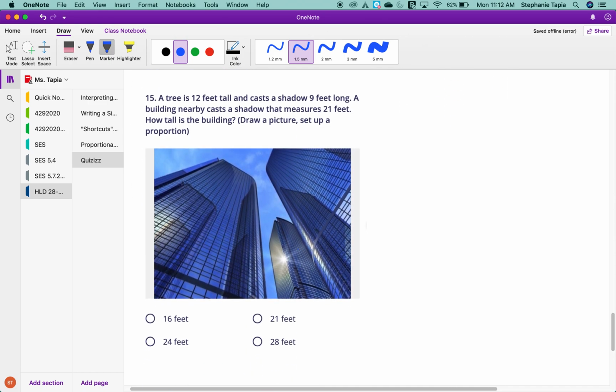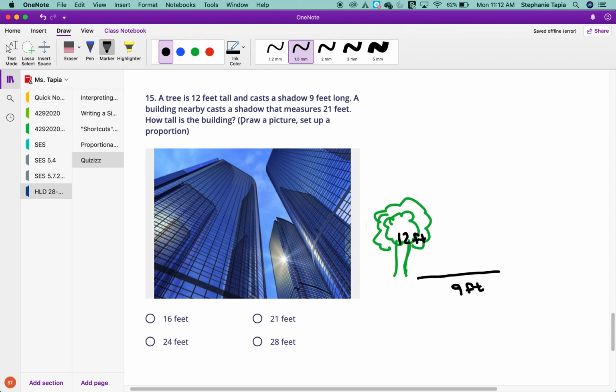Okay, this was very similar to the one on your proportionality homework. So you have a tree. Here's my interpretation of a tree. We can't all be Miss Tapia and then be Picasso as well. And it's 12 feet tall, and then the shadow that it casts is 9 feet long. So 12 feet tall, and the shadow is 9 feet long.